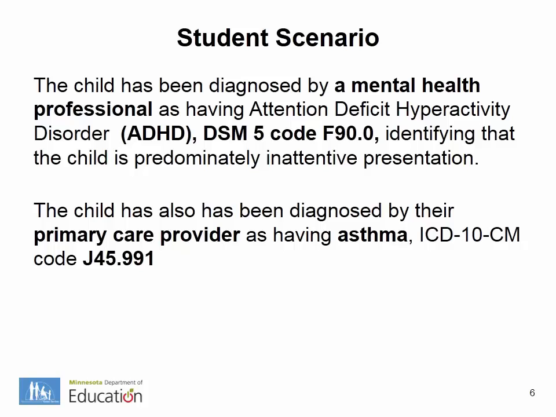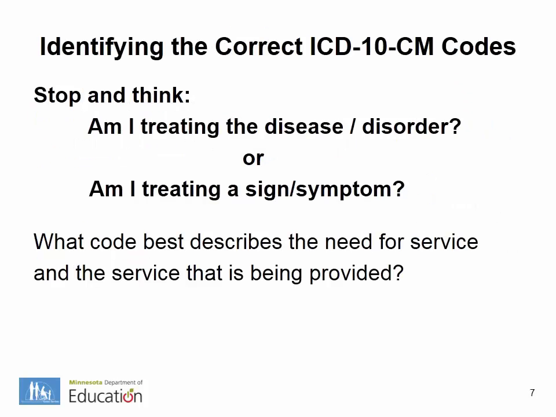In this scenario, the child has been diagnosed by a mental health professional as having attention deficit hyperactive disorder, ADHD, DSM-5 code F90.0, identifying that the child is predominantly inattentive presentation. The child has also been diagnosed by their primary care provider as having asthma, ICD-10-CM code J45.991.